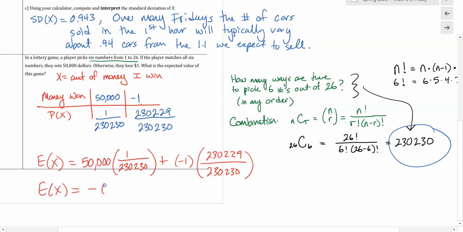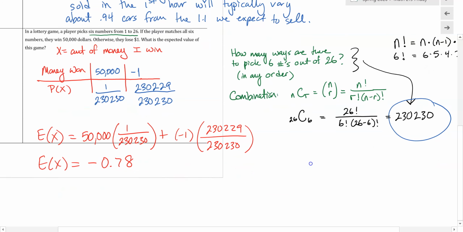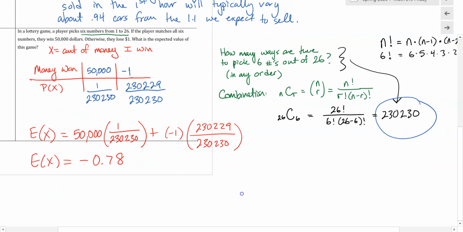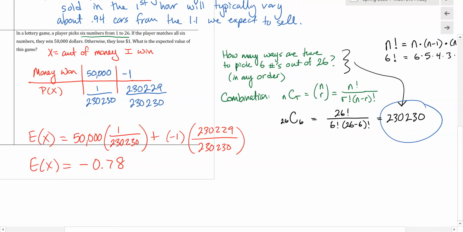If I did it right, this is what I get. -0.78. Remember, that's the expected value to us, the person playing the lotto. So what that means is, on average, every time you play the lotto, you can plan on losing 78 cents, right? And it doesn't mean you lose 78 cents every time.